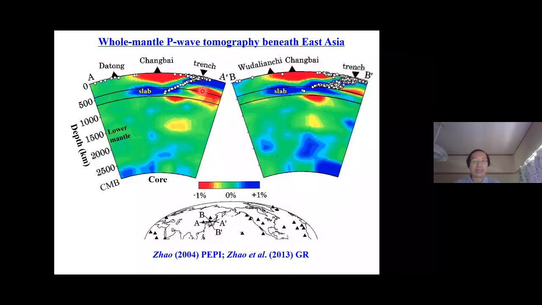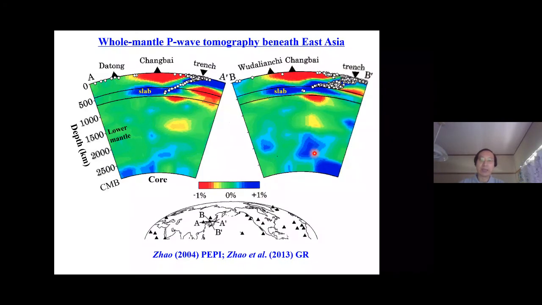In this figure, we can see the subducting Pacific slab clearly. Here, the blue zone beneath the Japan Islands and the Japan Sea, and also the slab becomes stagnant in the mantle transition zone beneath the Korean Peninsula and also Eastern China. And in the upper mantle above the slab, we can see a very strong low velocity anomaly beneath the intraplate volcanoes, such as the Changbai and the Wudalianchi volcanoes.